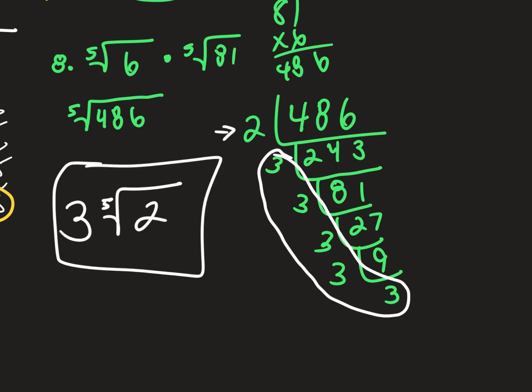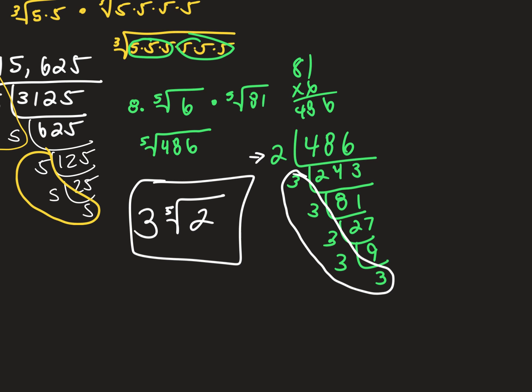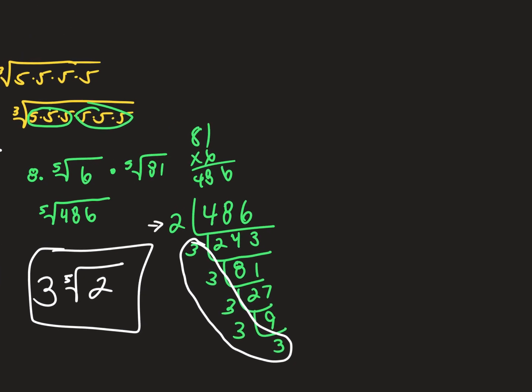Always just try to break down into the smallest factors that you can. If you want to break it down individually at the beginning, fine. You could have broken 6 into what? 2 times 3, right? And then 81 into 3 times 3 times 3 times 3. So you'd have 1, 3, and then 4 3s. You put them together. Do you guys understand what I'm saying here? You could have said the 5th root of 2 times 3, 2 times 3, and then the 5th root of 81 is 3 four times.